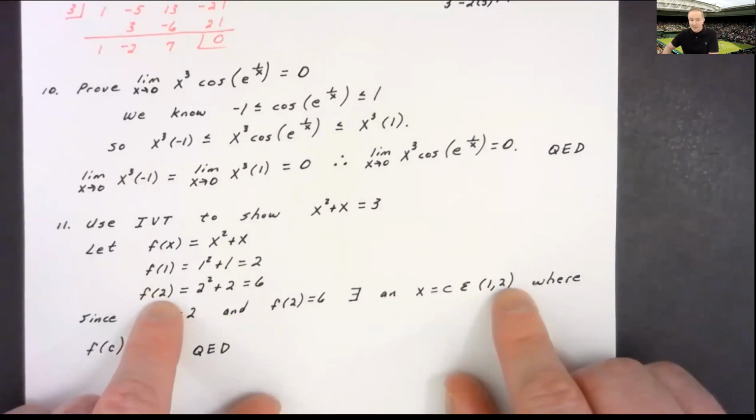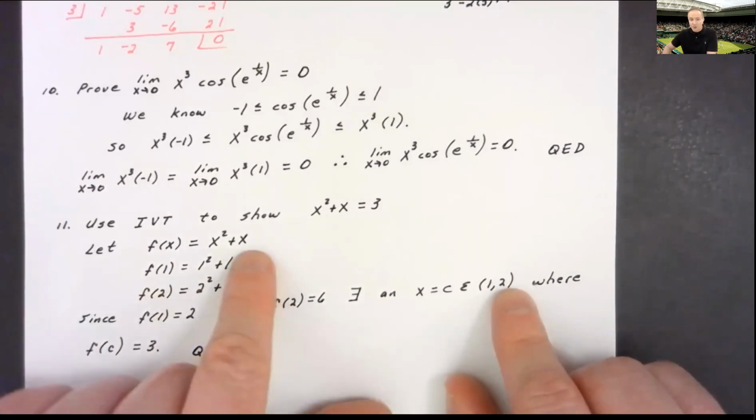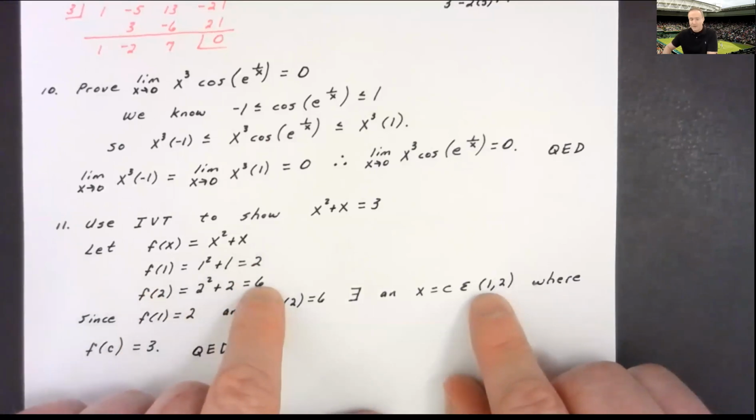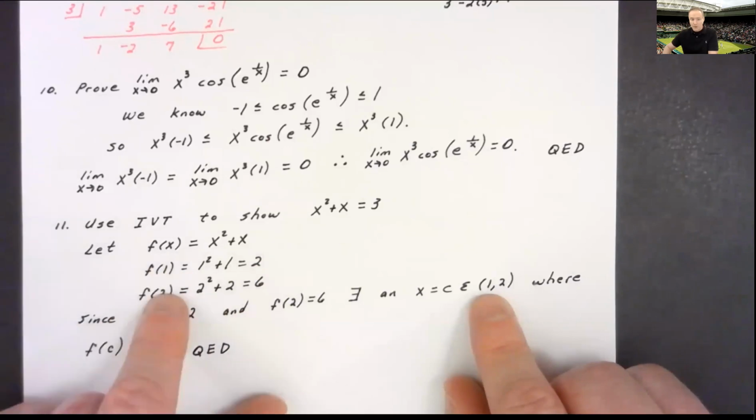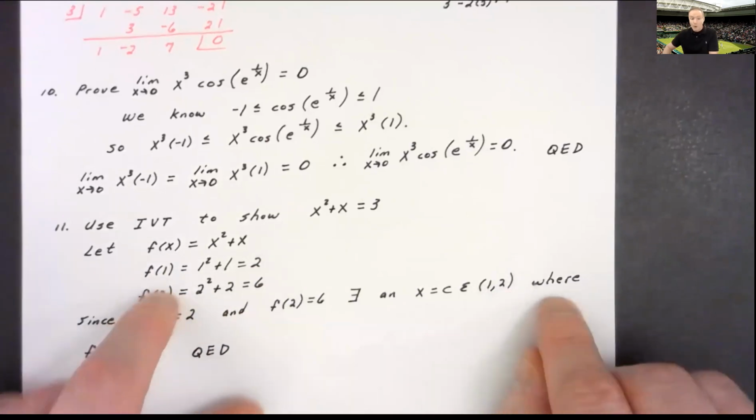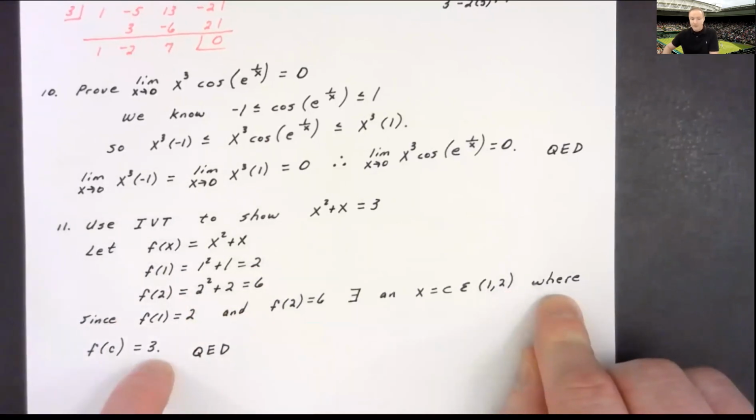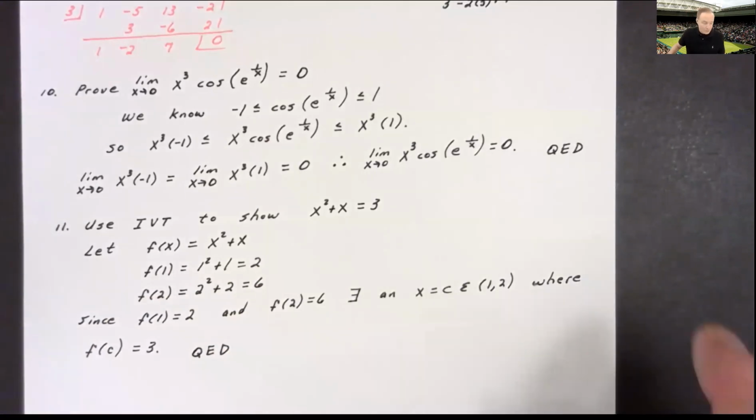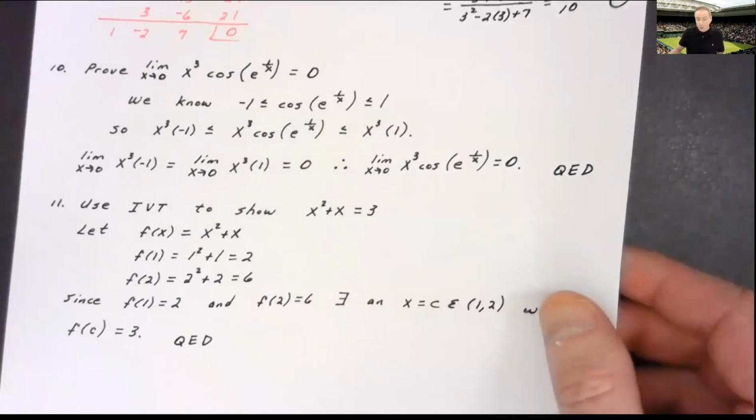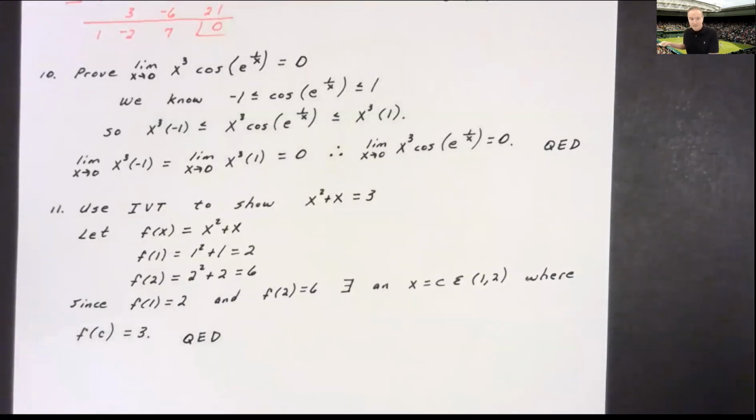A common mistake I see students make here is they'll say it's between 2 and 6. Those are y values. The solution for x is some number between 1 and 2, where f of c is equal to 3, and that's precisely what we needed to do. So I know there's some x value in between 1 and 2 that's going to have a y value of 3. Quod erat demonstratum, end of the proof. You don't have to put that, but I'd like it if you did.